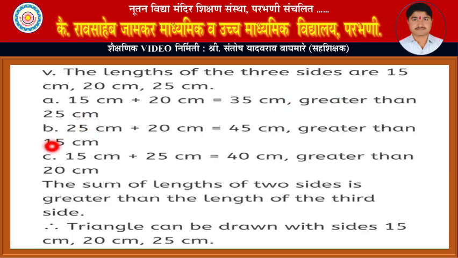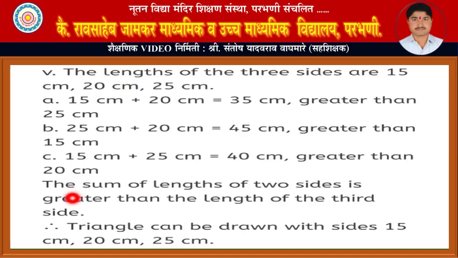Now in B, we will take another two sides. 25 plus 20. 25 plus 20 is equal to 45 centimeter. It is greater than 15 centimeter, the third remaining side. In C, we shall take 15 plus 25. 15 centimeter plus 25 centimeter is equal to 40 centimeter, greater than the third side, which is 20 centimeter.